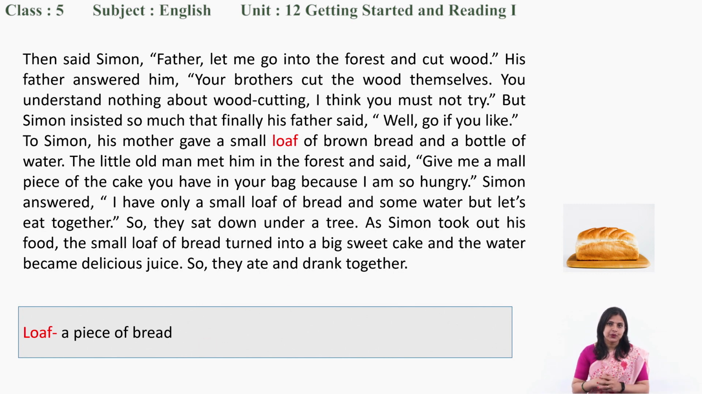This time also, that little old man came and met him, Simon. And what did he do? Yes, he asked for the food, giving the same reason, "I'm so hungry, give me a little food."